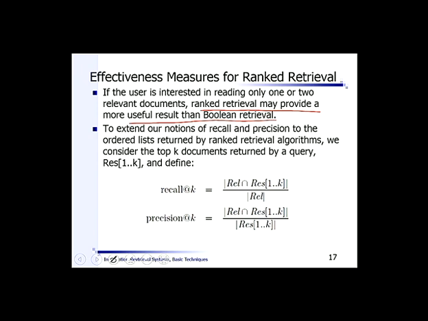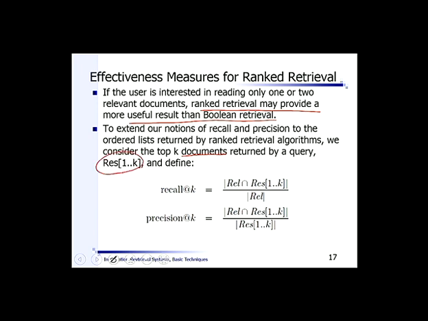In ranked retrieval, we may rank the relevance from extremely relevant up to extremely irrelevant, right? Because it's hard to say that a document is related to a query or not. It is more flexible to say that it is extremely relevant, somewhat relevant, not relevant, or completely irrelevant. Lastly, to extend our notions of recall and precision to the ordered list returned by a ranked retrieval algorithm, we consider the top k documents returned by a query, from 1 to k.